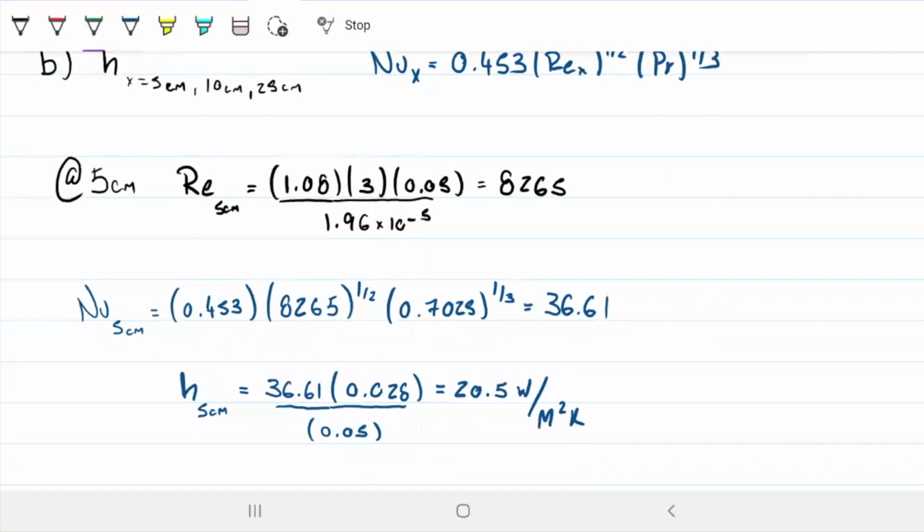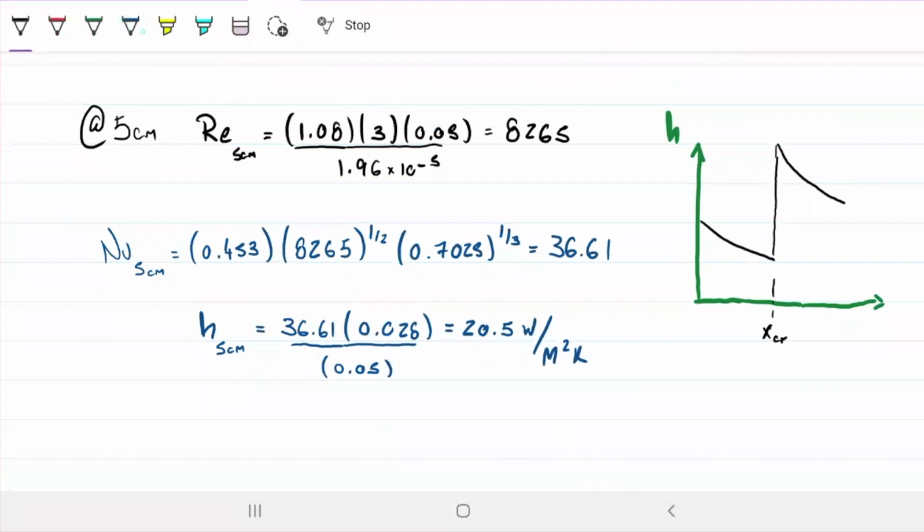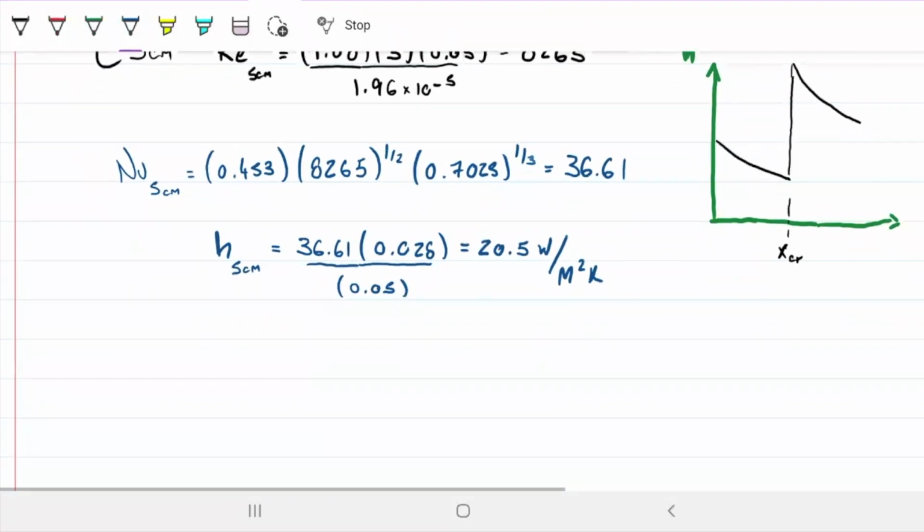If you recall, or if you look at the graph that I gave you, you see how my H varies with X. It decreases as our X increases until we reach critical. So we have a behavior that is something like this, downwards, and then we reach critical, and then this guy shoots straight up, and then we see the decline again. So right here will be our X critical. And if you think about how convection works, that makes a lot of sense. So let's jump into our next one.